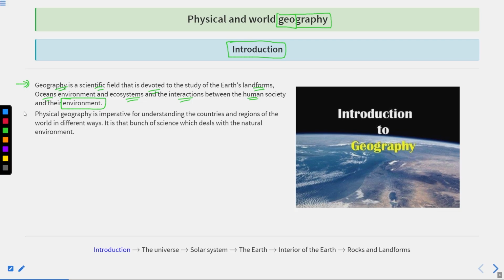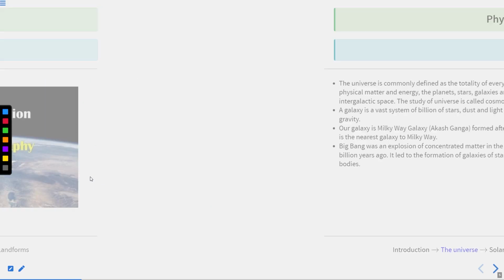Now, what do you mean by physical and world geography? Physical geography is a part of geography and it is imperative for understanding the countries and regions of the world in different ways. It is that branch of science which deals with the natural environment. So that is the general introduction of geography that we have completed.